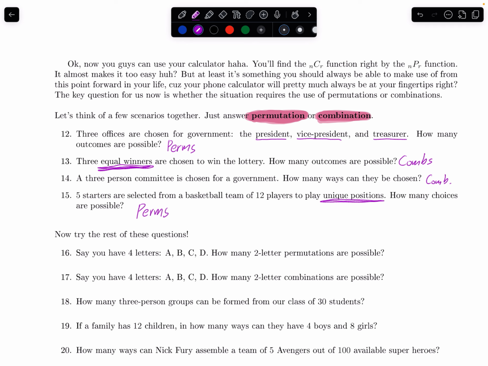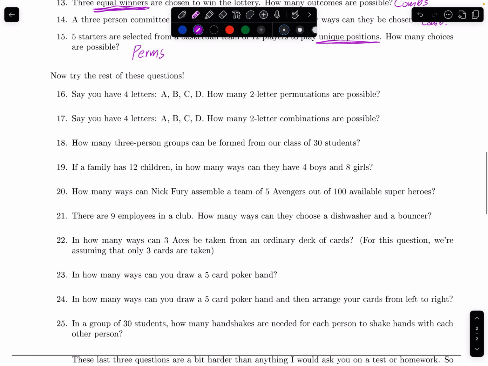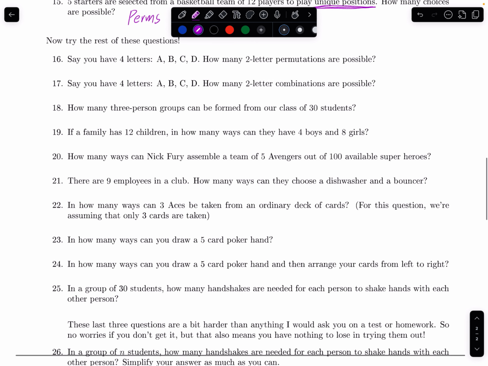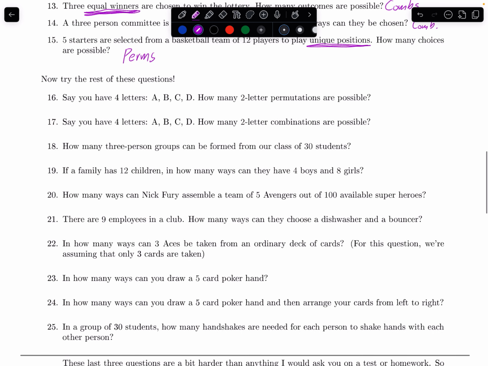Okay, number 16. You have four letters, A, B, C, D. How many two-letter permutations are possible? Note, guys, these questions now could go either way. They could be permutations or combinations. This one's of course super obvious because it says permutation, right? So how would you do this? Very easy.